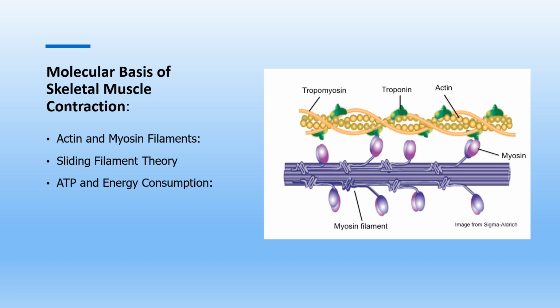Next is calcium regulation. Calcium ions play a crucial role in regulating the interaction between actin and myosin. When calcium levels rise, it enables the binding of myosin to actin, initiating the contraction process. Understanding the molecular basis of skeletal muscle contraction is essential for grasping the mechanisms that govern muscle function and movement in the human body.